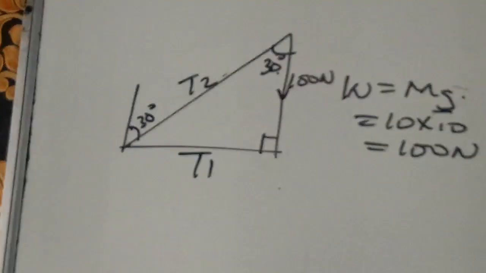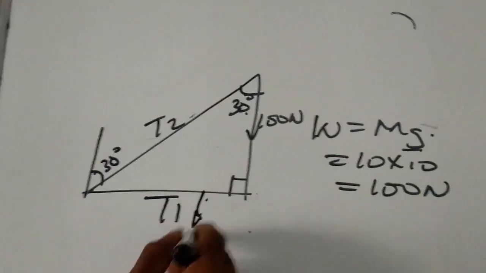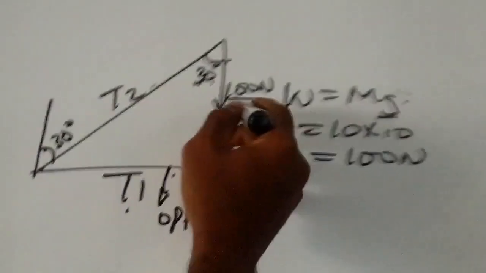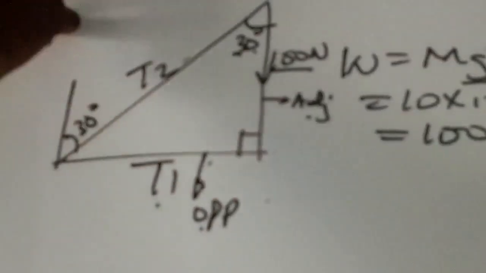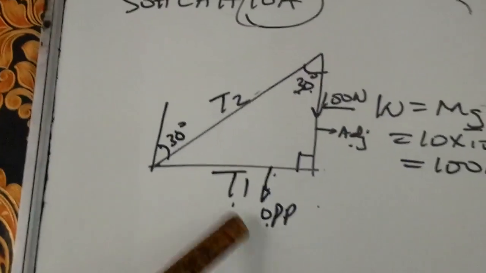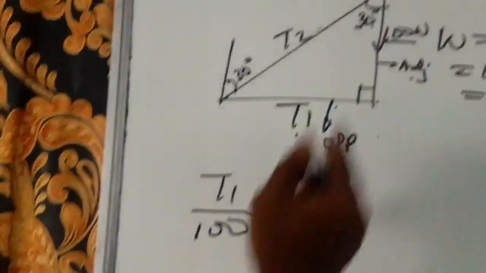Find T1. Well, look at T1. This side is opposite to the angle 30, while the known side, the weight, is the adjacent. Remember our trig ratio: opposite and adjacent is taken care of by tan. So we use T1, the opposite, over 100, the adjacent, equals tan 30. Find tan 30 and then solve the problem.